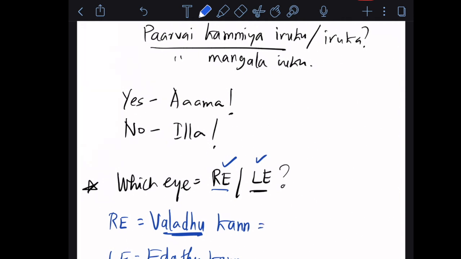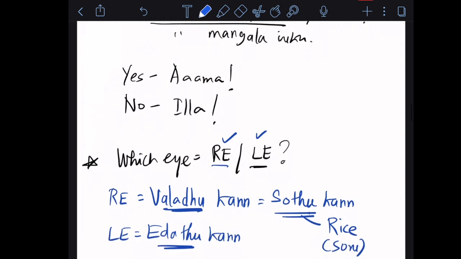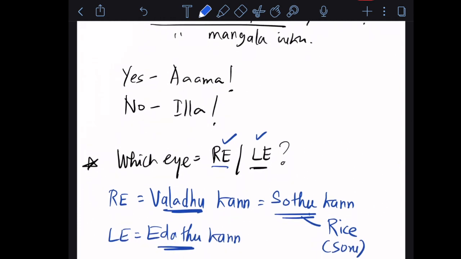So the other synonym for valadu kan is sotu kan. Sotu means rice or soru, what you call. So we eat with our right hand. Okay, so we eat rice with the right hand. So sotu kan means right eye. Okay, but for all practical purposes, it's always important to confirm the eye of the patient by pointing at that eye, or just tell him, is it this eye or that eye? That is how you can really confirm things.